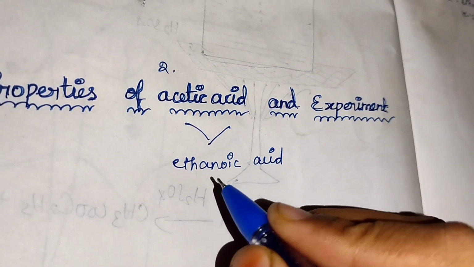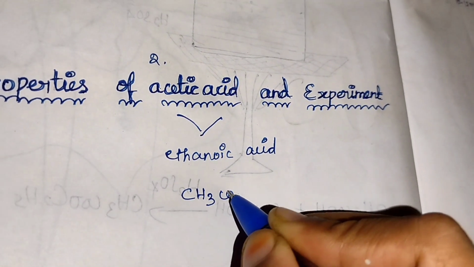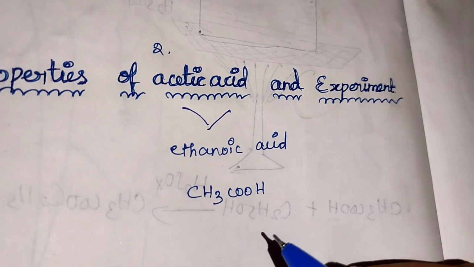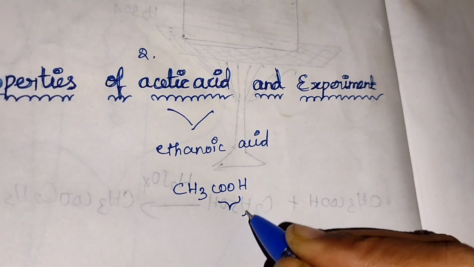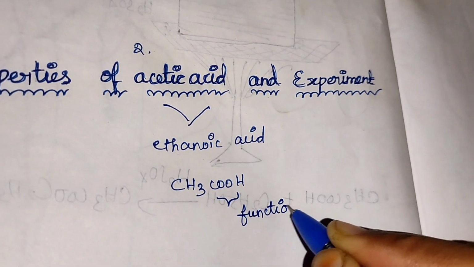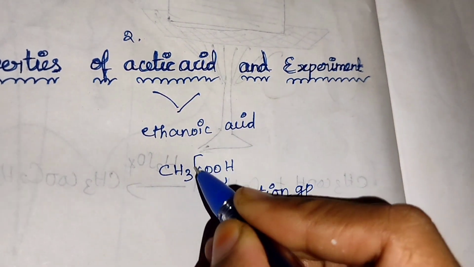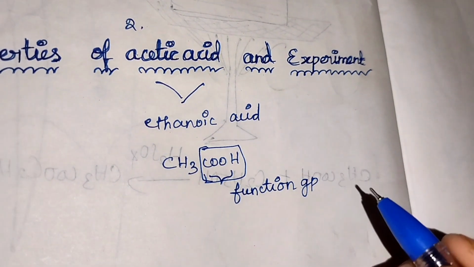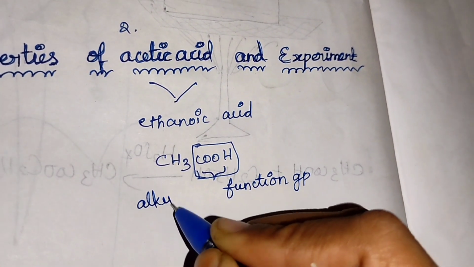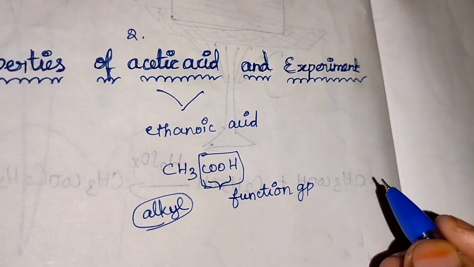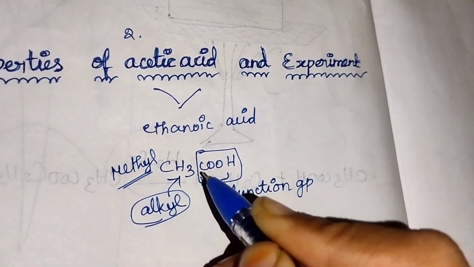What is the chemical formula for acetic acid? CH3COOH. This is the chemical formula. What functional group is present here? The acid functional group, COOH. And which alkyl group is present in this acetic acid? Methyl. The methyl alkyl group is present.